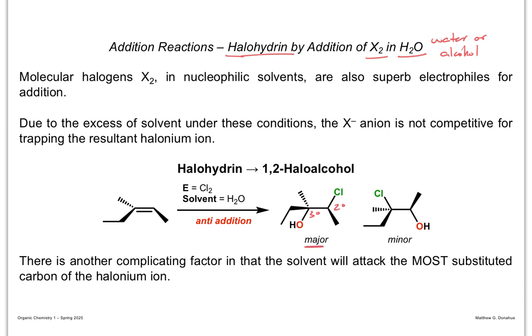The minor is the tertiary chloride, secondary alcohol. Yeah, we'll look at the mechanism on the next slide. So again, it's an anti-addition. So the question now really is, how do we determine where the alcohol is ending up?